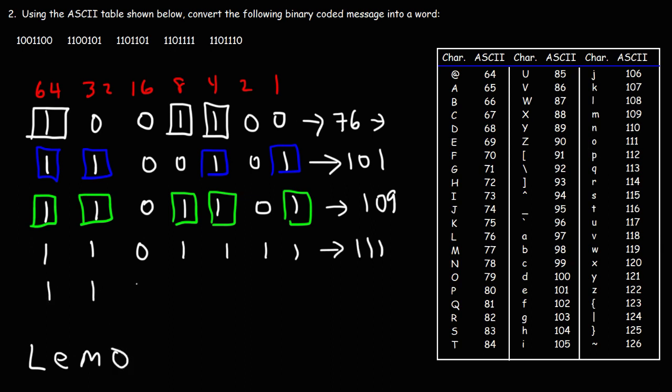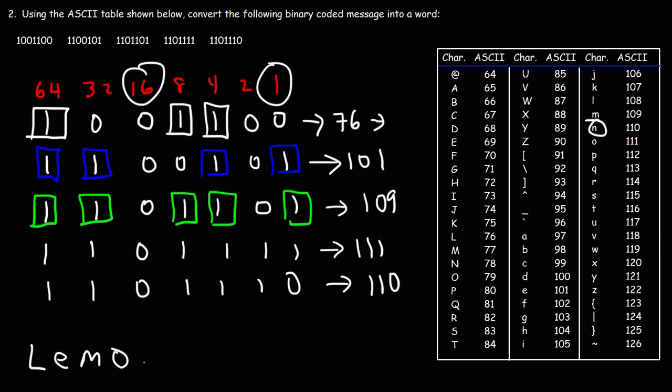1, 1, 0, 1, 1, 1, 0. So we have everything except 16 and 1. So it's 64 plus 32 plus 8 plus 4 plus 2. And that is 110. And 110 is N. So the binary code corresponds to the word lemon. So now you know how to use the ASCII table. You know how to interconvert between the ASCII code and a binary code.